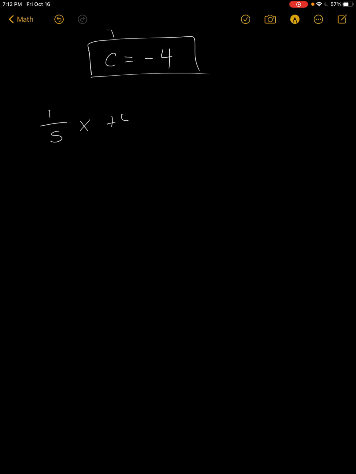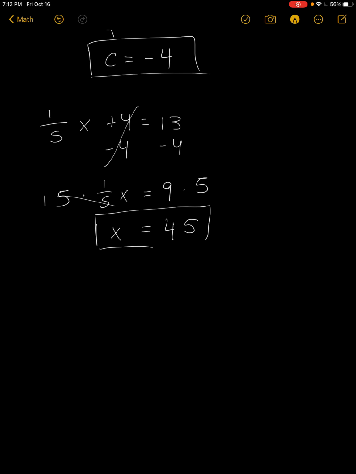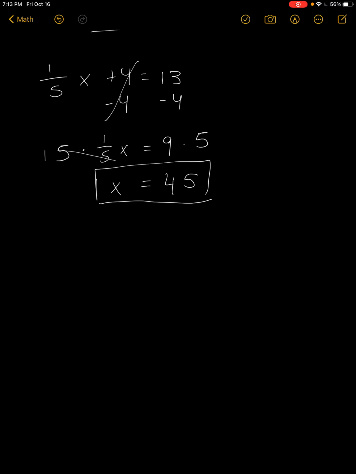Let's do one with a fraction. Again, I always like to do the plus or minus first. Then multiply by the reciprocal. So I get 1. This leaves me with 1. I get x equals 45. Don't get fooled by the x being in different spots. It's still the same process.